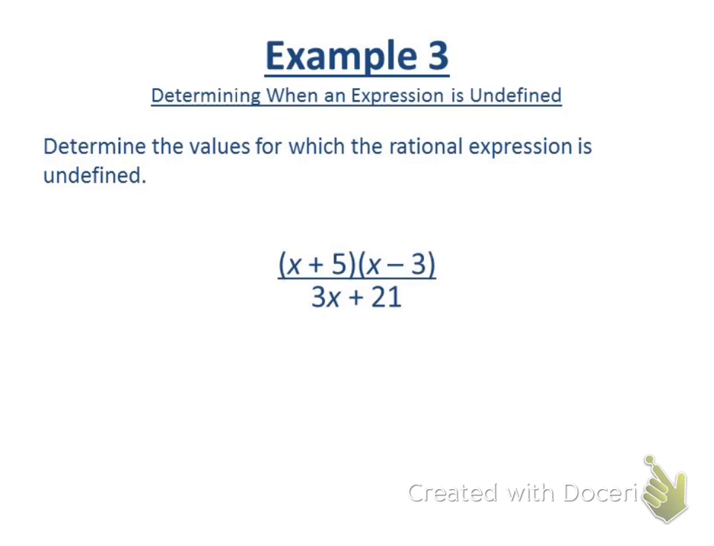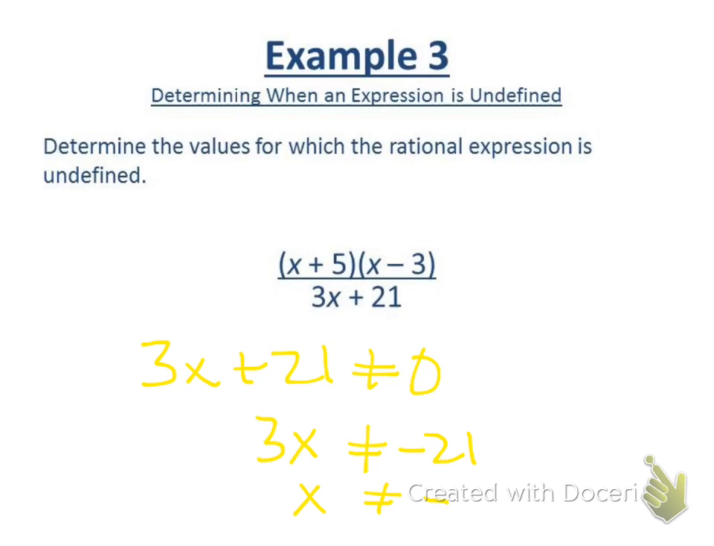X cannot equal negative 7, right? Because, and if you needed to come off to the side, you could do that: 3x plus 21 cannot equal 0. So that would solve for the excluded value. Your denominator cannot have a value of 0. Subtract 21 from both sides. 3x cannot equal negative 21. We solve an inequality the same way we solve an equality. Divide both sides by 3. X cannot be equal to negative 7 is our excluded value for that rational expression.